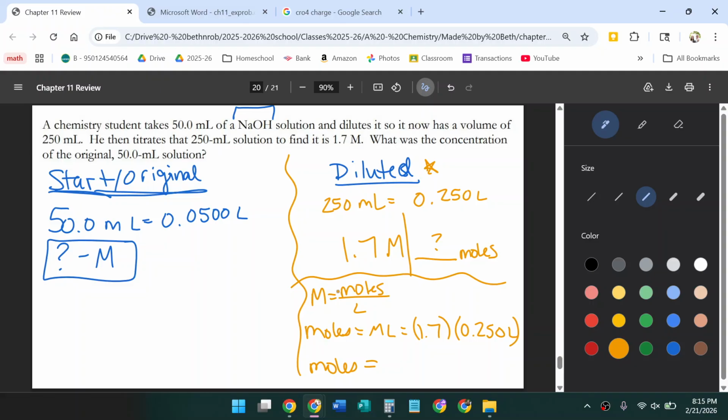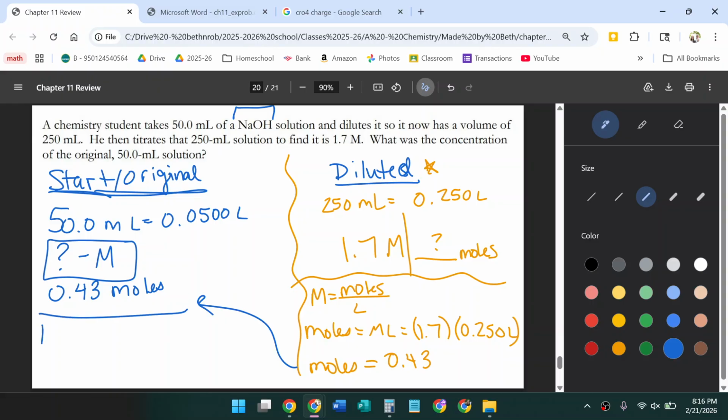Where did I write that down? Did I not write that one down? Oh, yes, I did. 0.43. That's how many moles I have, which means that must be the same number of moles I started with. I must have had 0.43 moles in this. It was just, there was less water, so it was more concentrated.